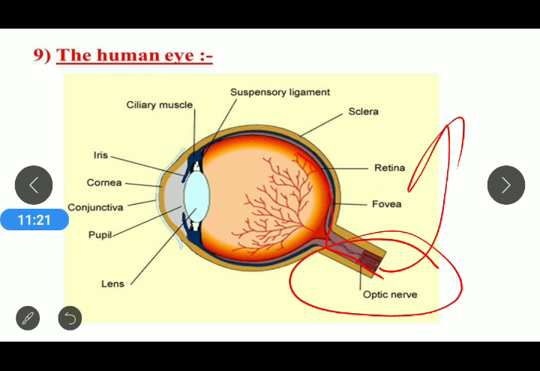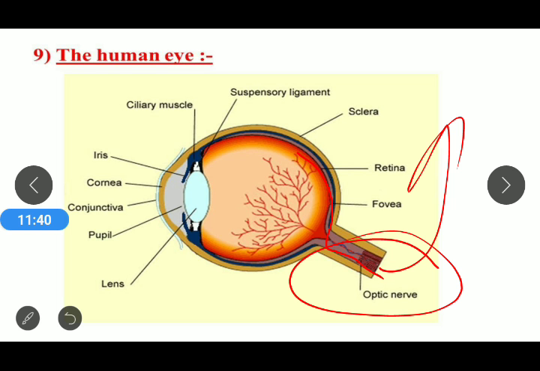What is the main function of the optic nerve? Whatever we see forms an image on the retina, and after that the image of any object is converted into an electrical signal. And who is responsible for converting that image into electrical signals?